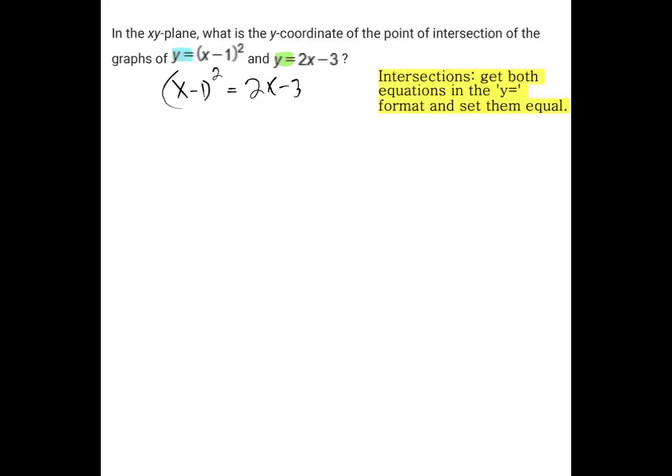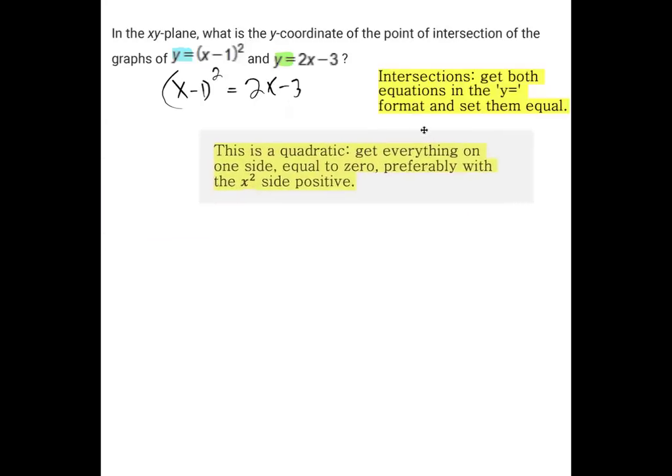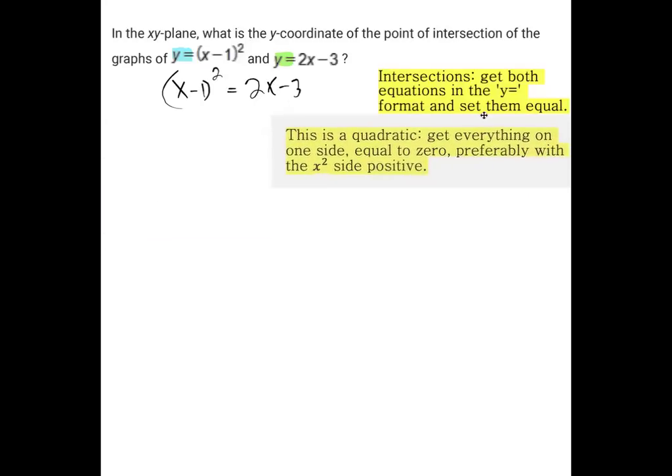And here we have a quadratic situation. We know we have a quadratic because we have x squared. When you square this out, you'll have x squared. And we also have x. And for quadratics, you want everything on one side equal to 0, preferably with the x squared side being positive.